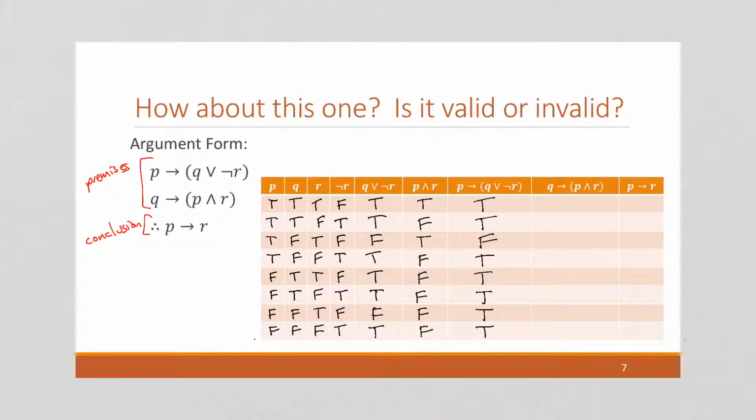Let's look. This column now is Q implies P and R, which is in that column. So I'm going to come through. True implies true is true. True implies false is false. Now again, we've got some false starts. So we have where Q is false. So these are going to be vacuously true.